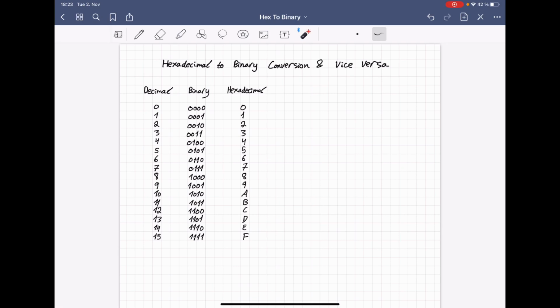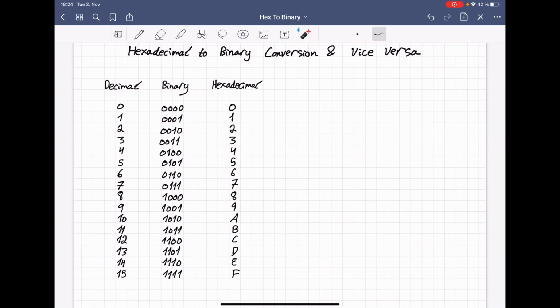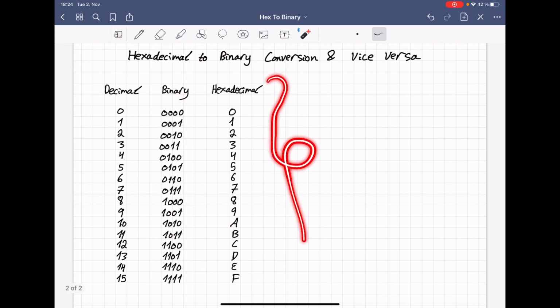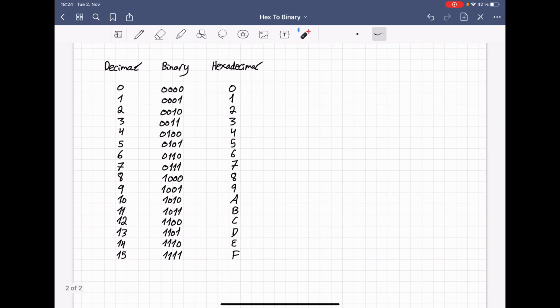In today's lesson we are going to discuss the hexadecimal to binary conversion and vice versa. So in the first column we have the decimal numbers, the second column we have the binary numbers, and the third column we have the hexadecimal numbers. So these columns are very important and maybe should be memorized. In my case, for my university, I memorized them in order to make things simpler.